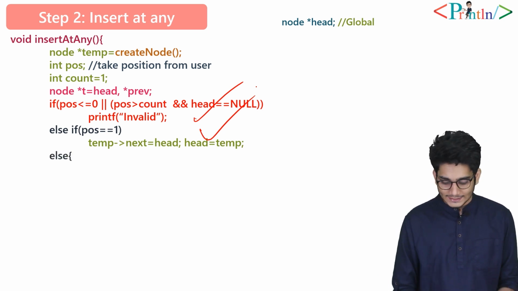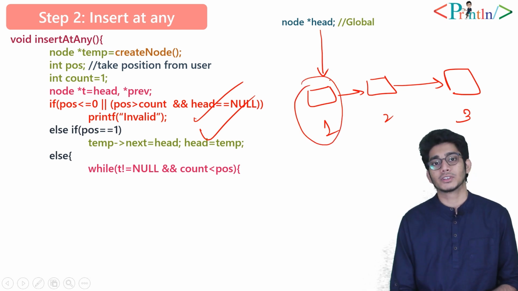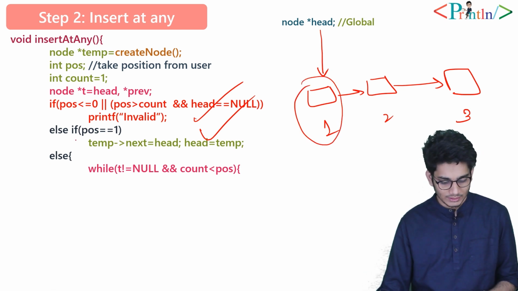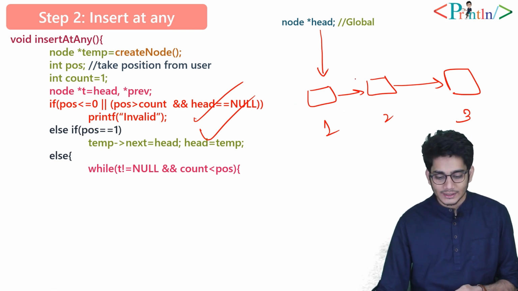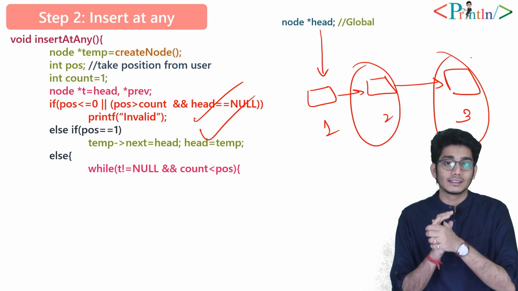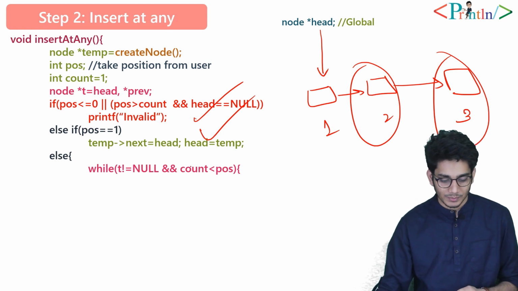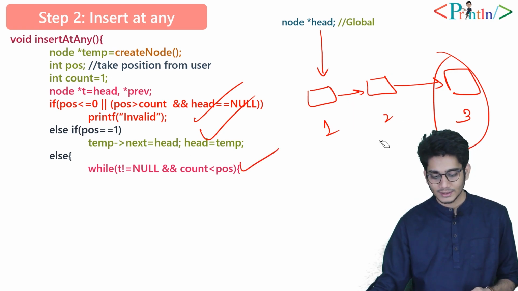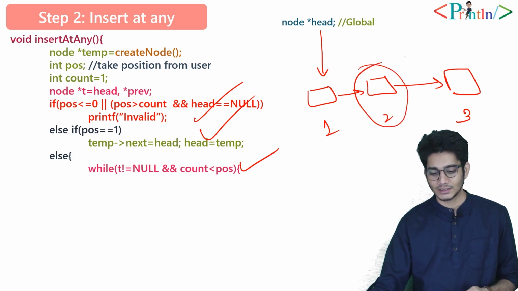Now let's go for the else condition. If we're trying to insert an element at the first position, we'll just go for this condition. So let's say that we are trying to insert an element at the second position, or let's say the third position. Then what are the conditions that we have to implement? So we have to implement this condition. Now let's say that we'll insert an element at this position.